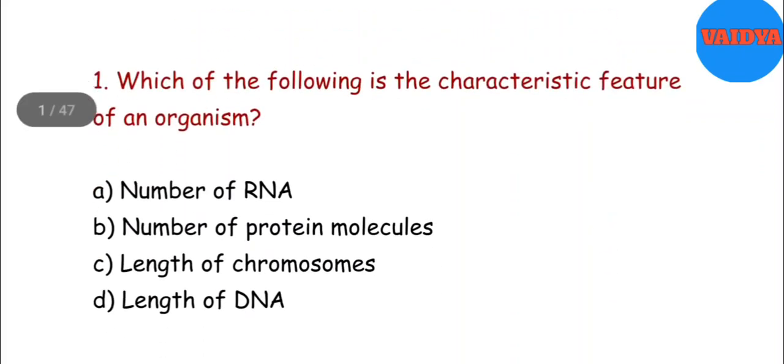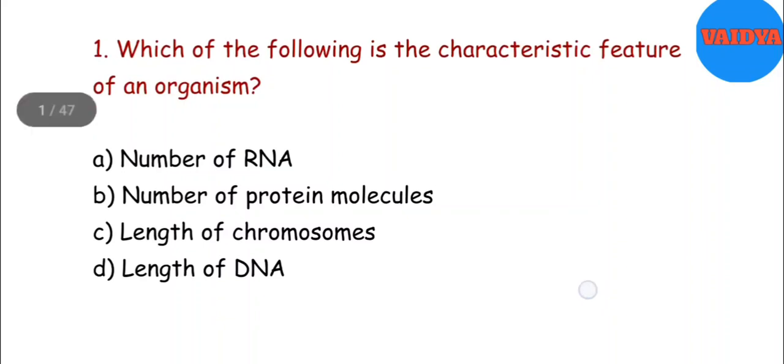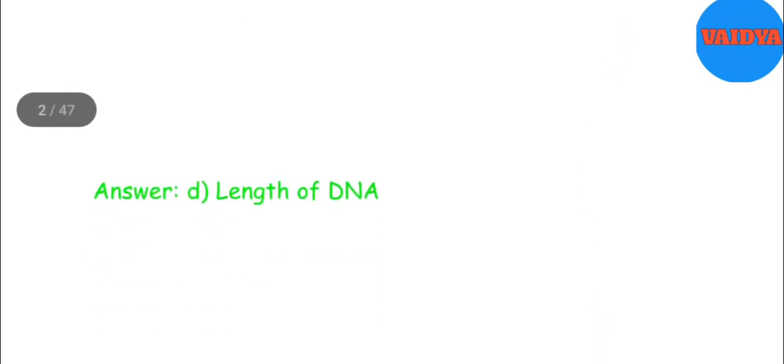1. Which of the following is the characteristic feature of an organism? A. Number of RNA. B. Number of protein molecules. C. Length of chromosomes. D. Length of DNA. Answer. D. Length of DNA.